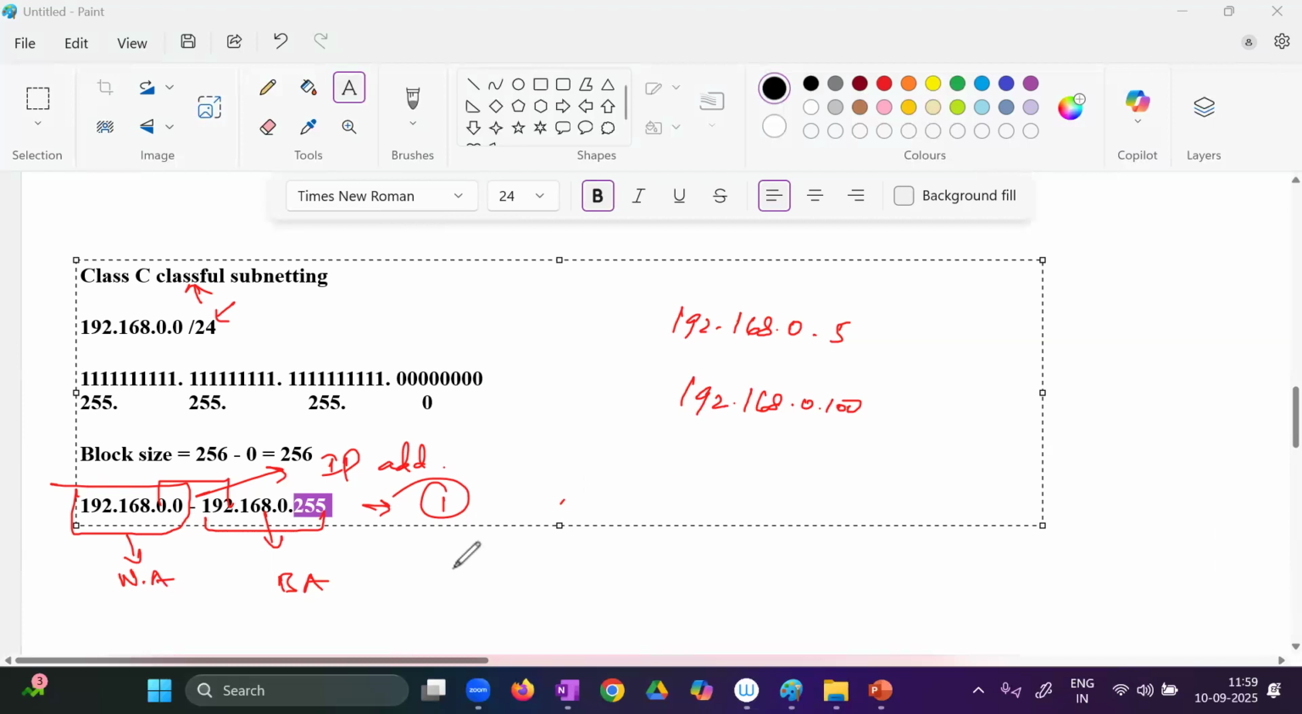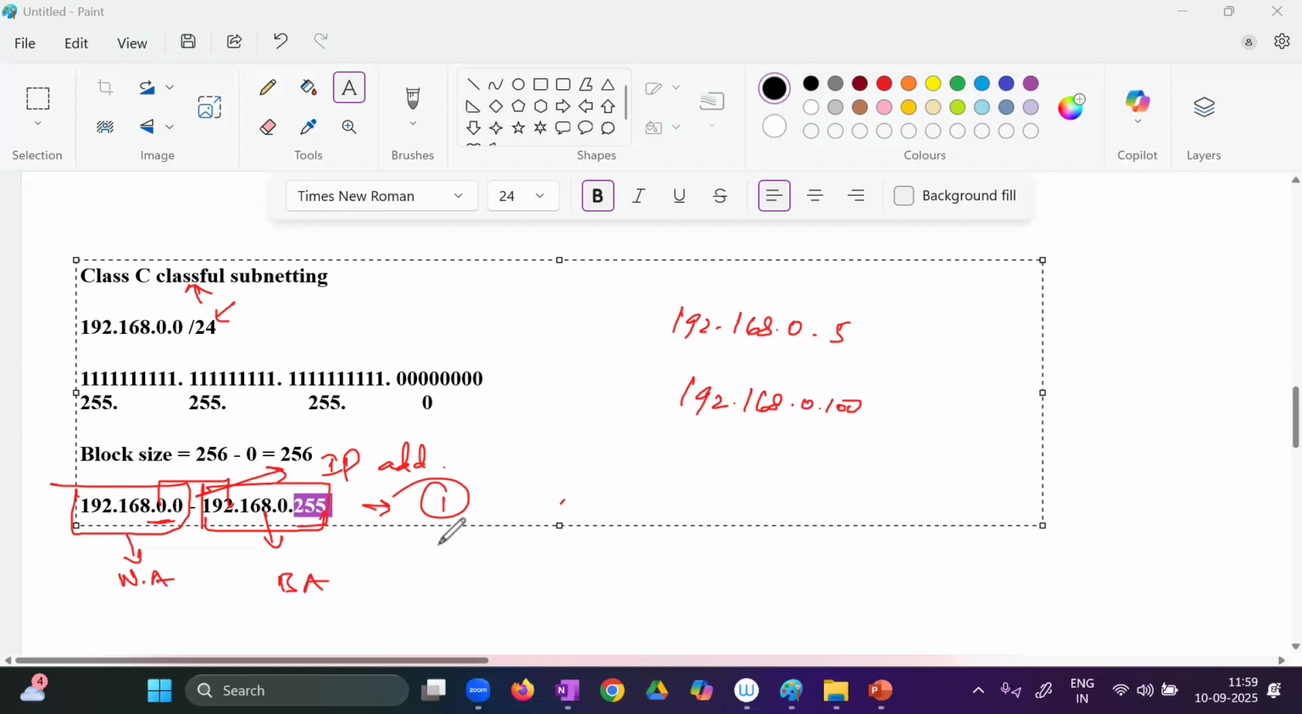Now, what happened? I'm telling you that you have to send one message to all the IP addresses coming under this network address, that is 0.0. Option number one, what will you do? You will start sending to 0.1, 0.2, 0.3, 4, 5, 6, like that. Very complicated, right? So what is the best option? You send it to 192.168.0.255. Whatever IP is coming under that will receive that information. This is the use of the broadcast address.